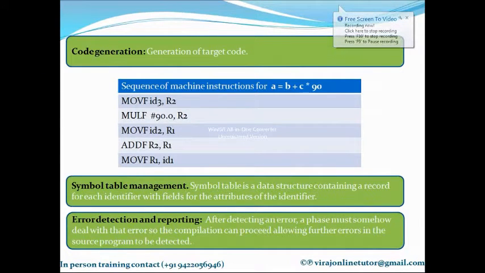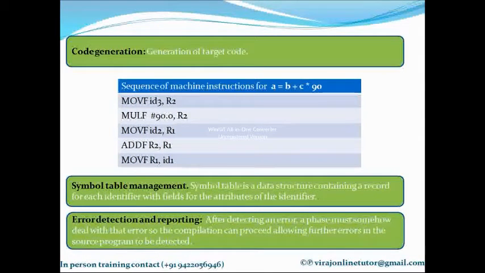Hi everyone. So now we are continuing with the second session on compilers. Now I would like to explain to you all about symbol table management. The essential function of a compiler is to record the identifiers which are used in the source program.